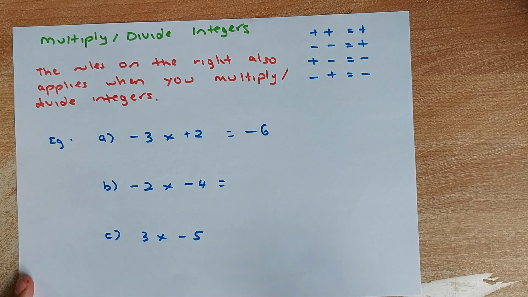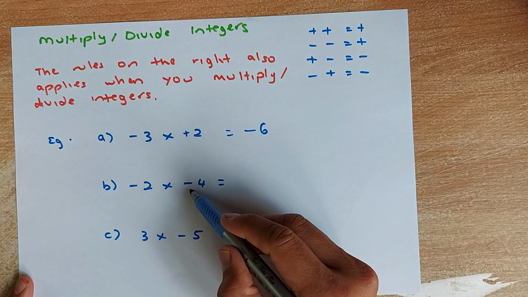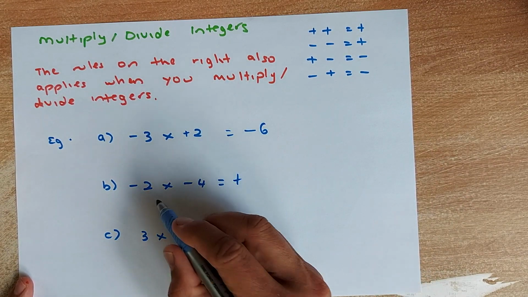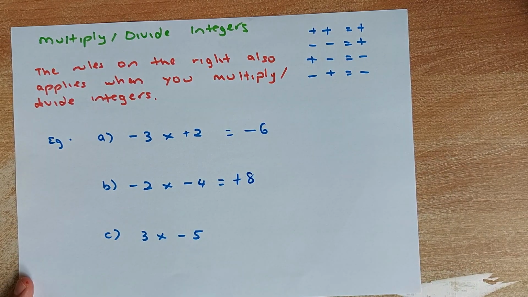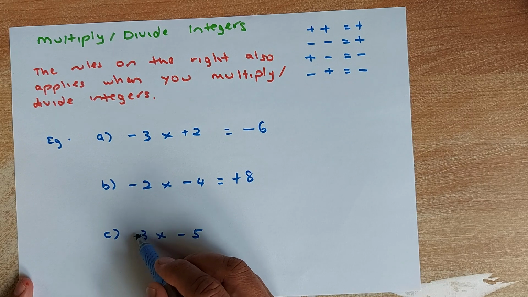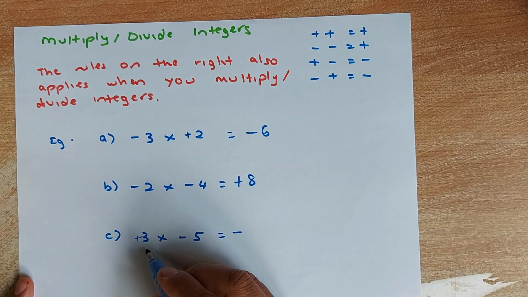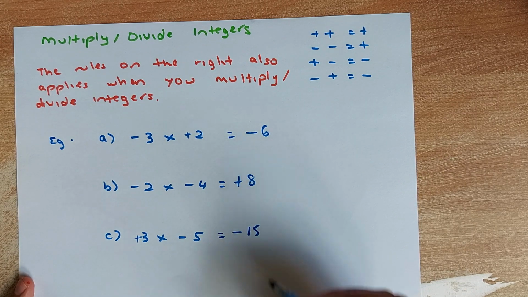Okay, next one. Have a go. A minus multiplied by a minus: you multiply the operation with operation, minus and minus will give you a positive. 2 times 4 is going to be 8. And last but not least, there's no operation here, so you put a plus. A plus times a minus will give you a minus, and then 3 times 5 is going to be 15.